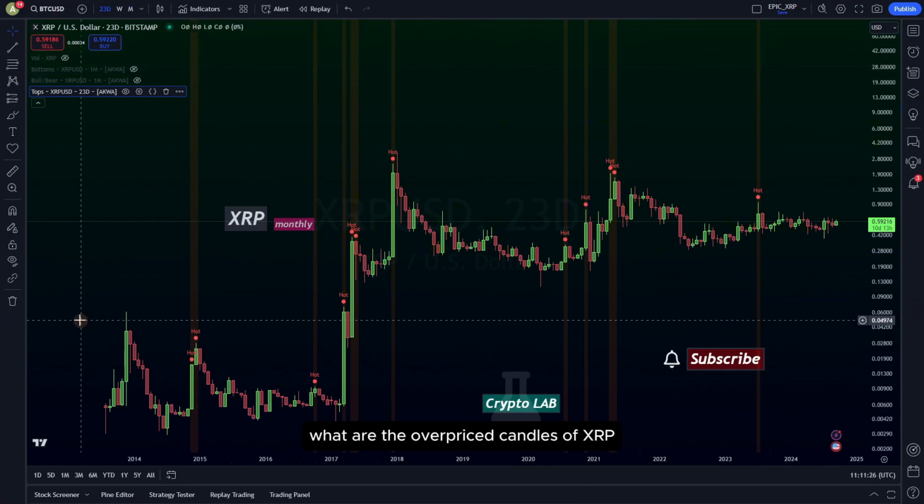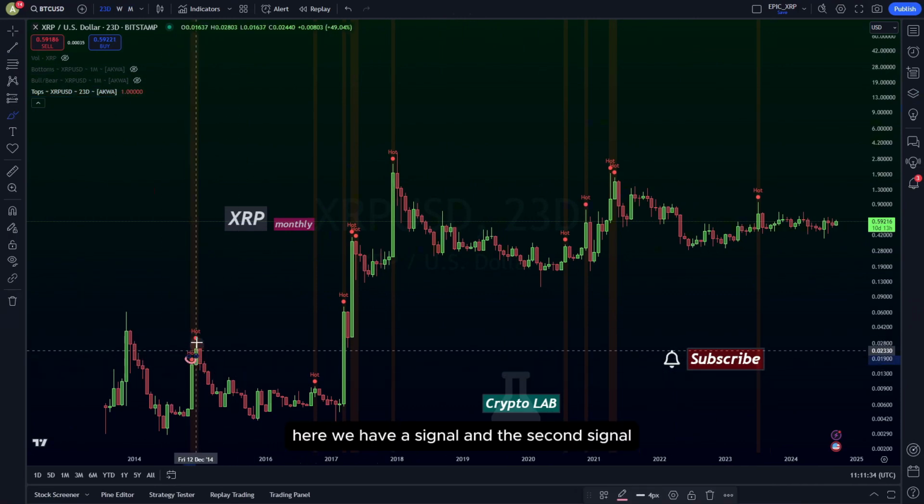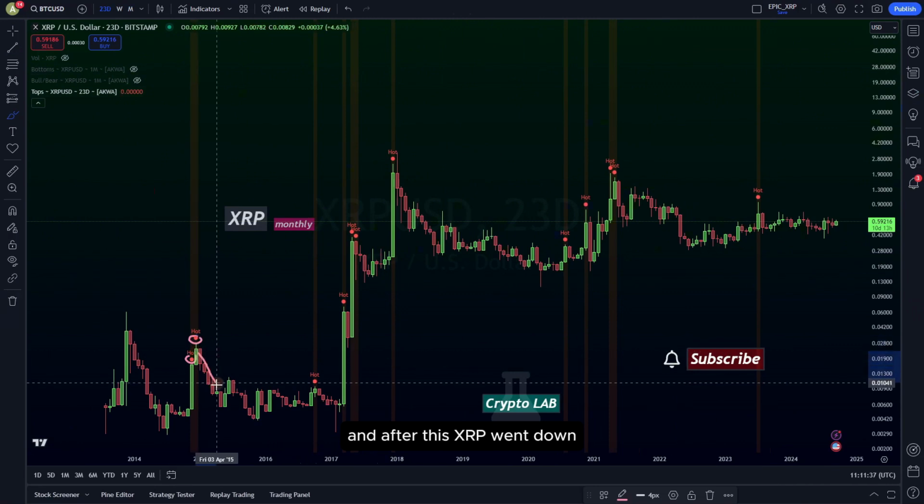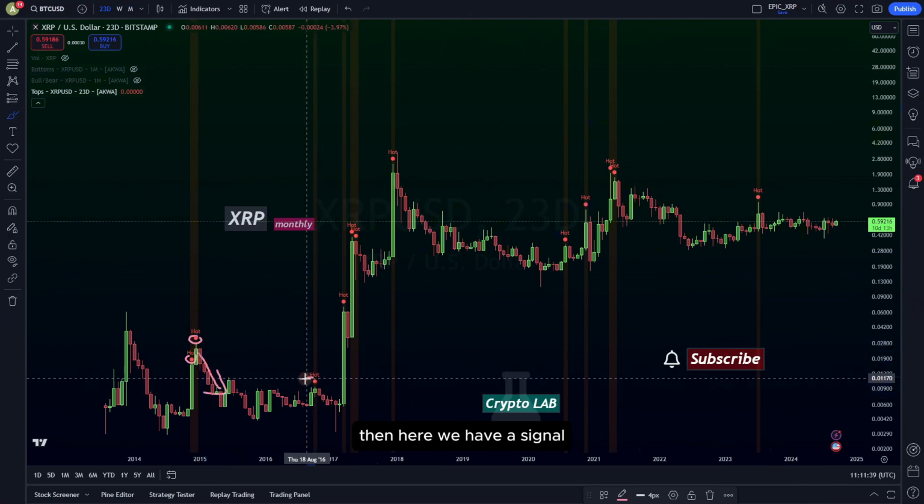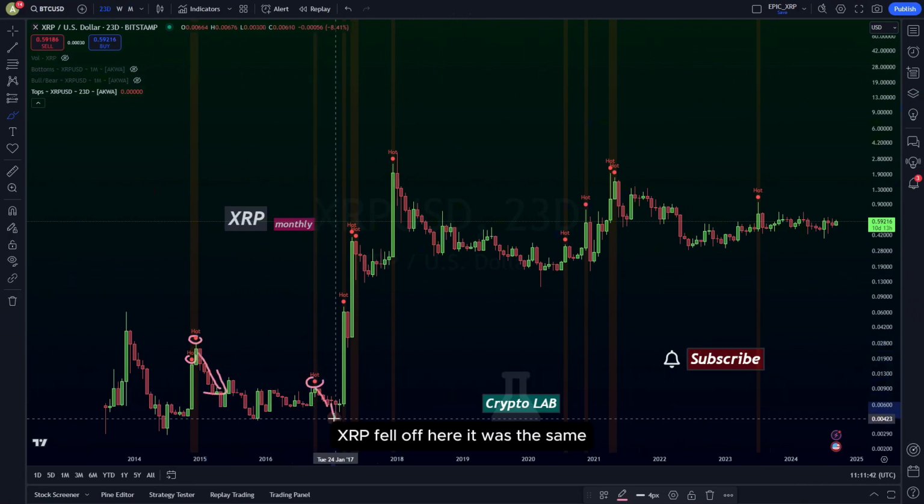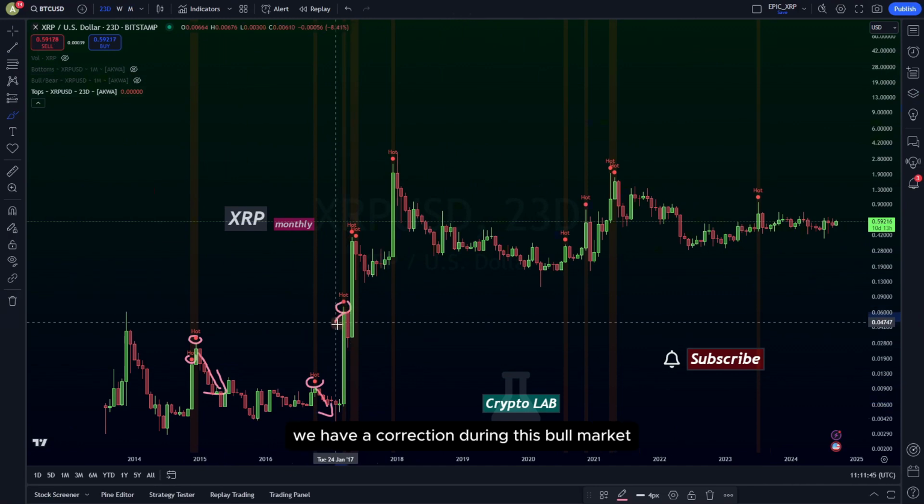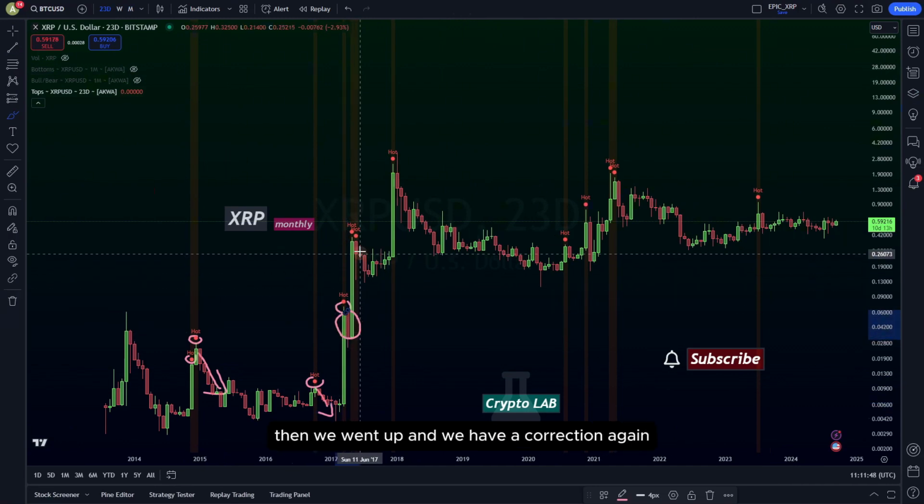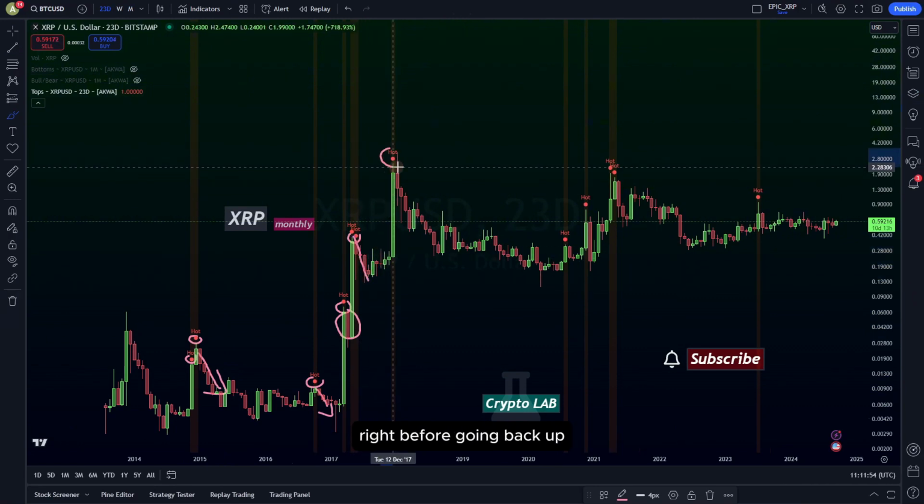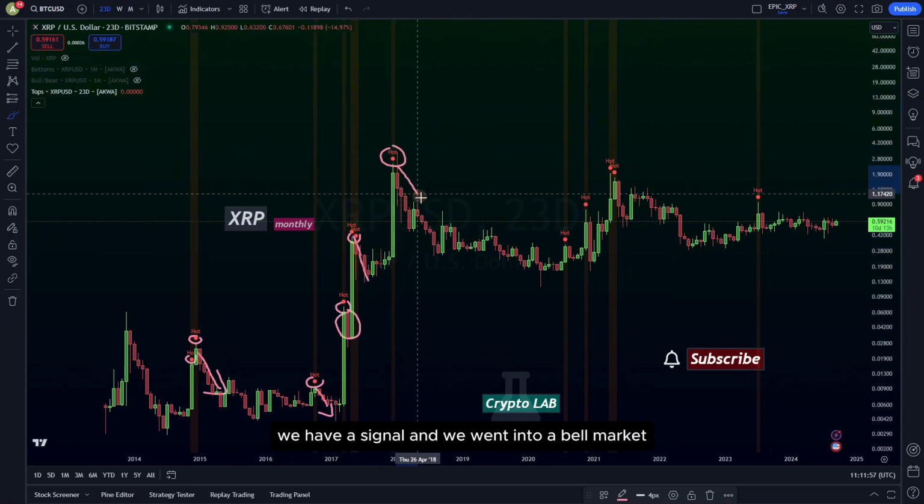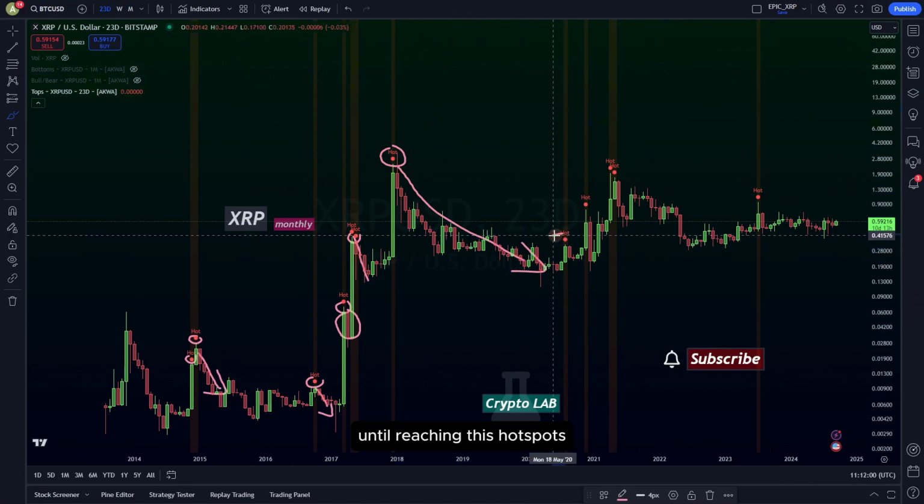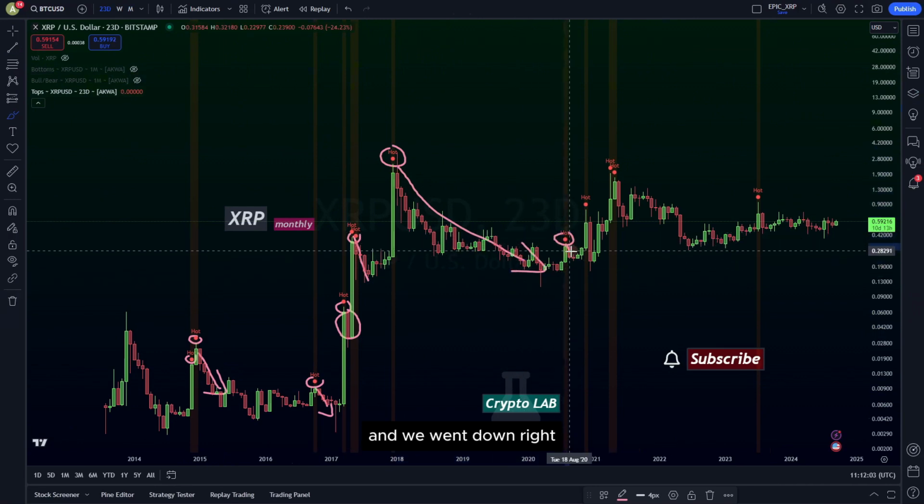candles of XRP. For example, here we have a signal and a second signal, and after this, XRP went down. Then here we have a signal, XRP fell off. Here it was the same. We have a correction during this bull market. Then we went up and we have a correction again, right? Before going back up, we have a signal and we went into a bear market until reaching this hotspot and we went down, right?